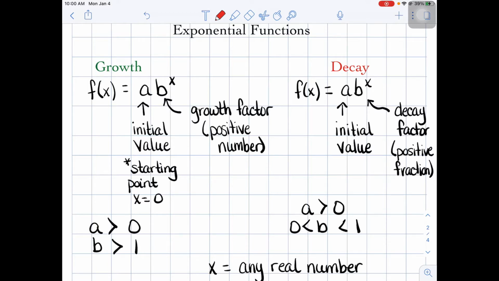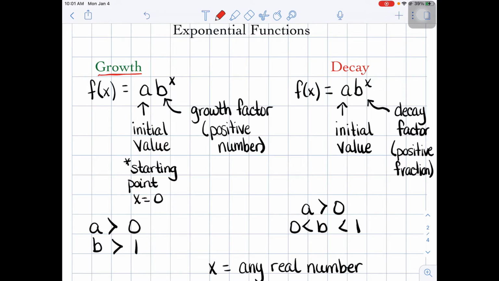So for growth, we have f of x, remember f of x is just y, equals a times b raised to the x power. An exponent's always going to have an x power. Our a is the initial value. It's like the starting point, and we can find that when we plug in 0 for x. And then b is our growth factor, and it's a positive number. When we're talking about growing, we're talking about something bigger than 1.